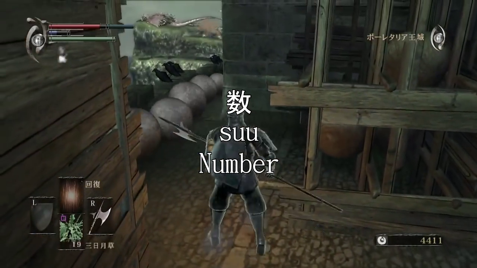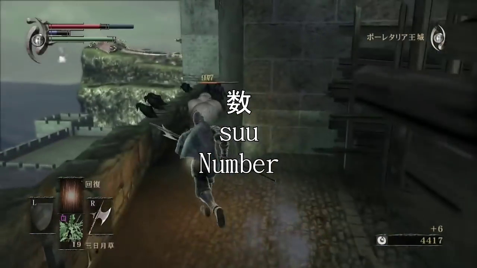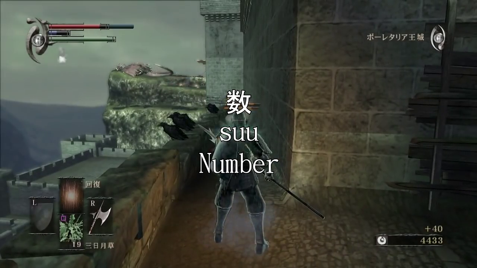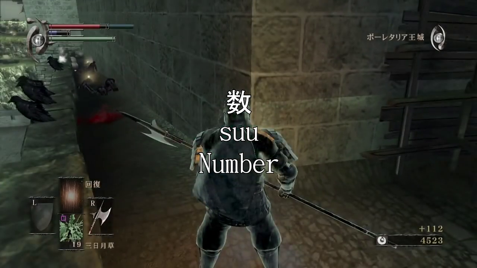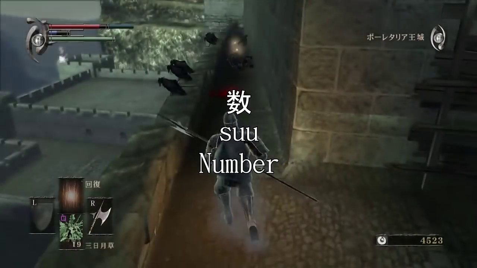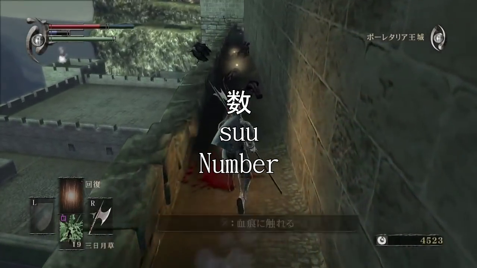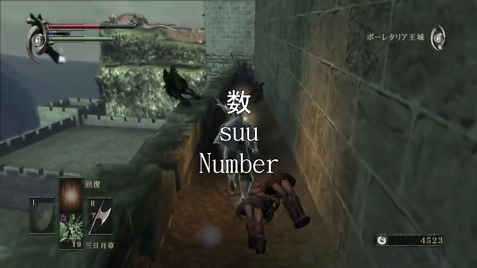Su, number. We're using the on reading of this character because it follows an on word. If it had followed a kun word, we would have used its kun reading, which would have been kazu. The character for number has the strike to the right radical.